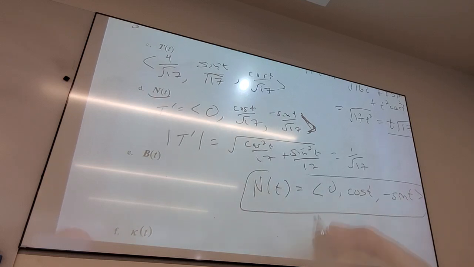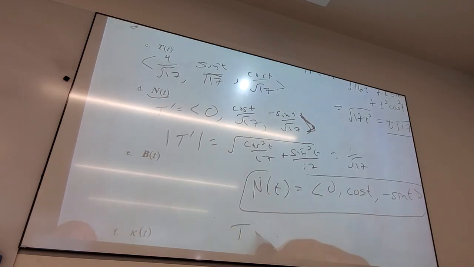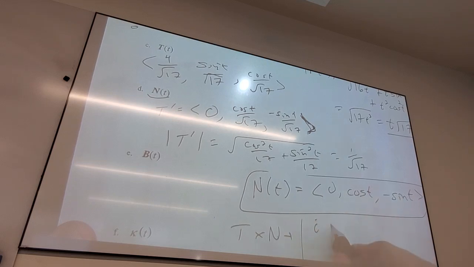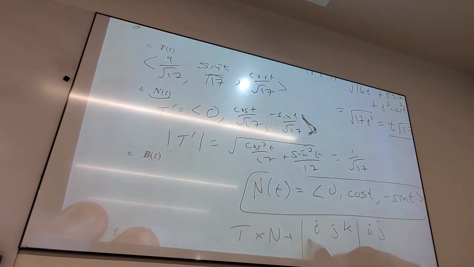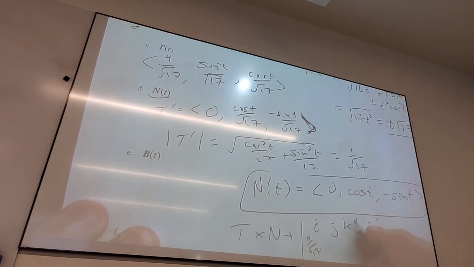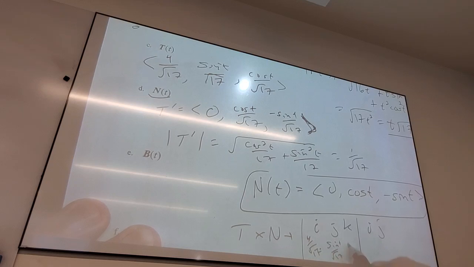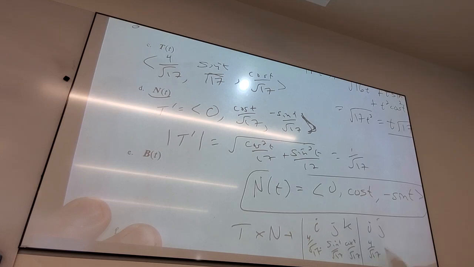So to find B, I have to do T cross N. If I want to do it this way, I can do this. I have to first put T. Here's T: 4 over root 17, sine, I should have given myself more room. Cosine, 4 over root 17, sine over root 17.